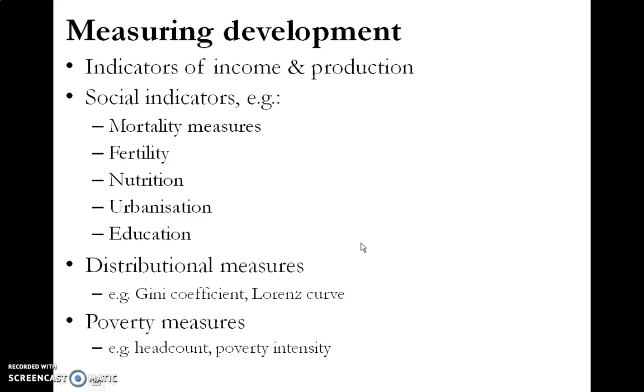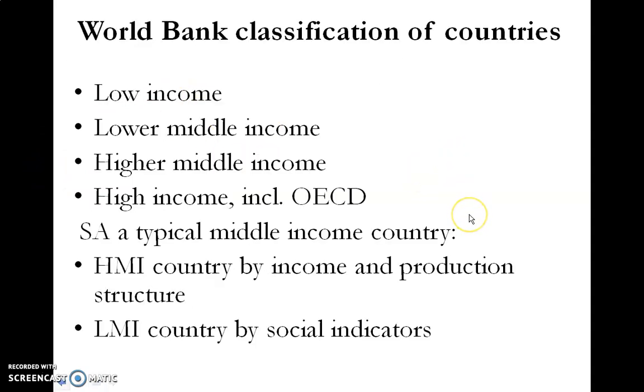So in terms of measuring development, we move beyond your simple money metric indicators of income and production, which you are very familiar with from macroeconomics. We start trying to unpack structural issues. So we look at social indicators. The World Bank classifies countries as either low income, lower middle income, higher middle income, or high income countries, which also include your OECD countries.